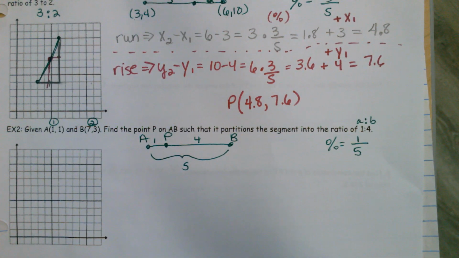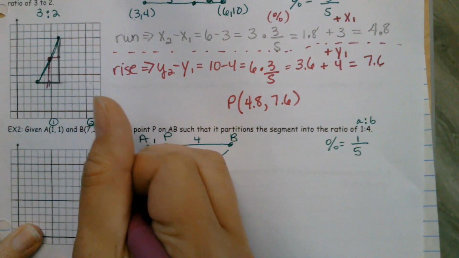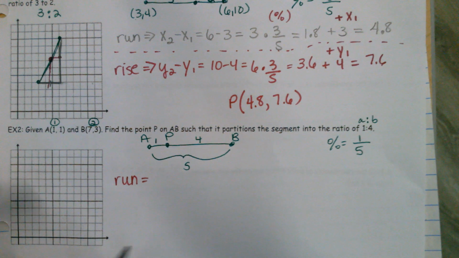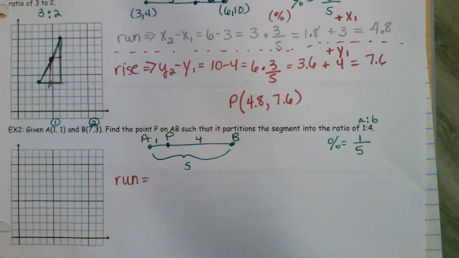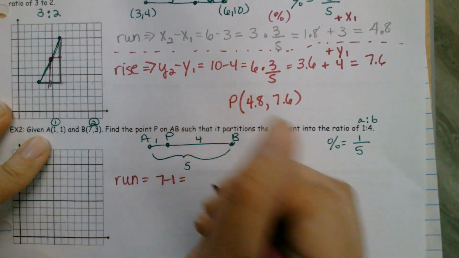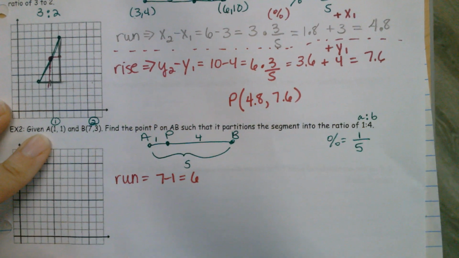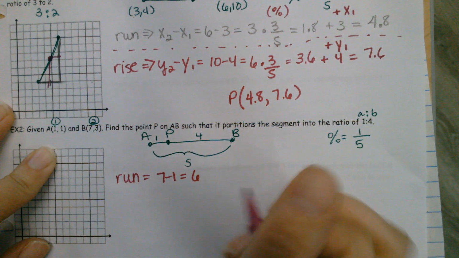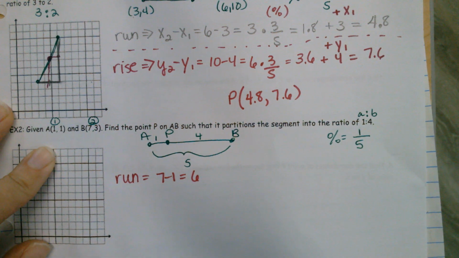Okay. Now that I have the ratio changed to a percent and I drew it out just for good measure, what should I do next? Find the run. Okay. What should I subtract? 7 minus 1. 6. Yep, I like how we did the second point first. That is very good. And what should I do next?